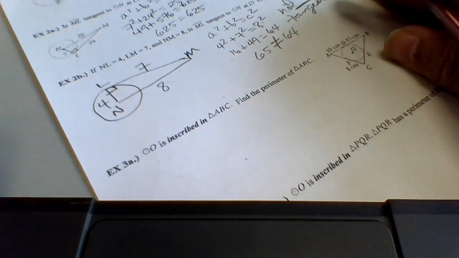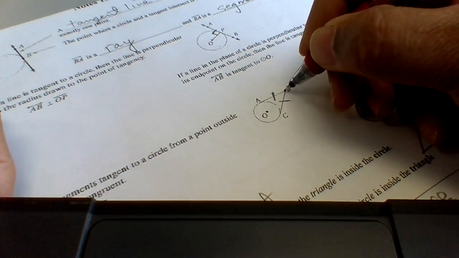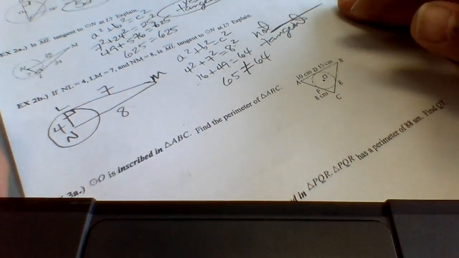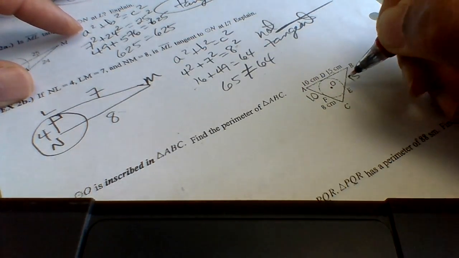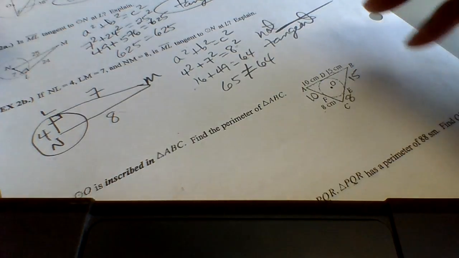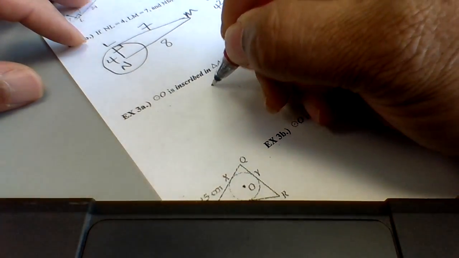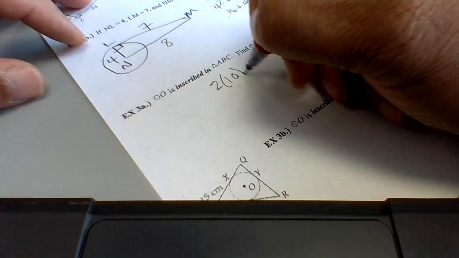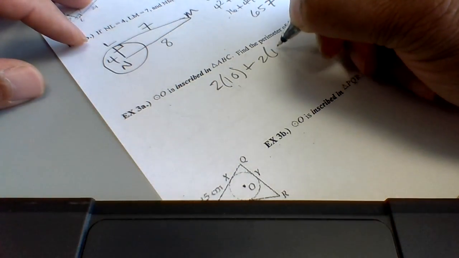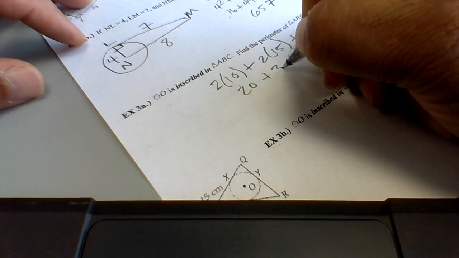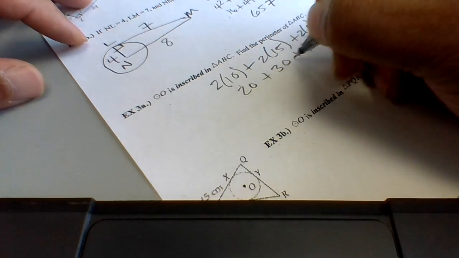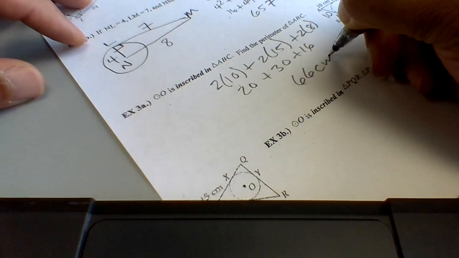Next one. Because of this theorem right here, if I have a point outside, those two lines are congruent. So if this is 10 and this is 10, if this is 15, this is 15, and if this is 8, then this is 8. So 2 times 10 plus 2 times 15 plus 8. 20 plus 30 plus 16. 50 plus 16 is 66.